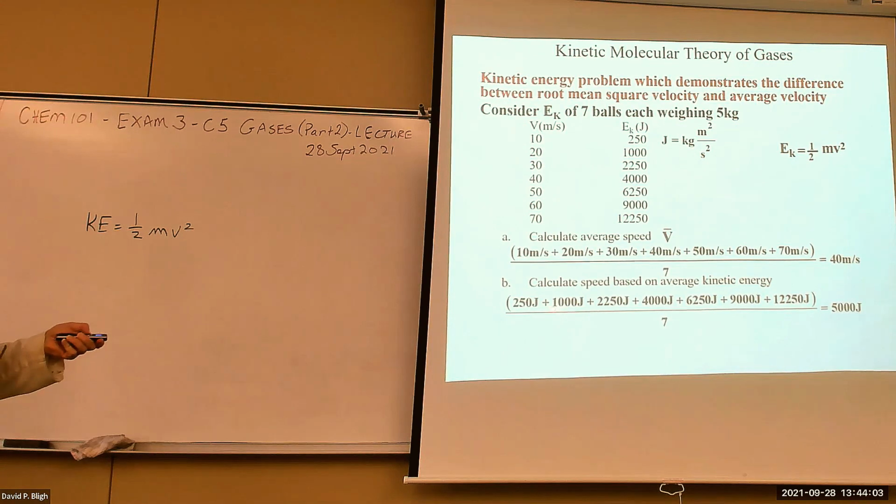So when we do that, this is actually the average kinetic energy. We know that: 5,000 joules is the average kinetic energy for these balls. There's the range, there's the average. What if we calculated the kinetic energy using that value? What would we get?